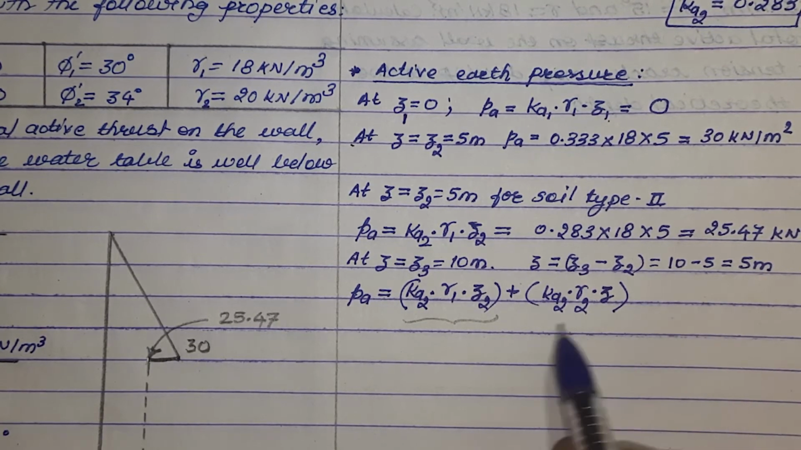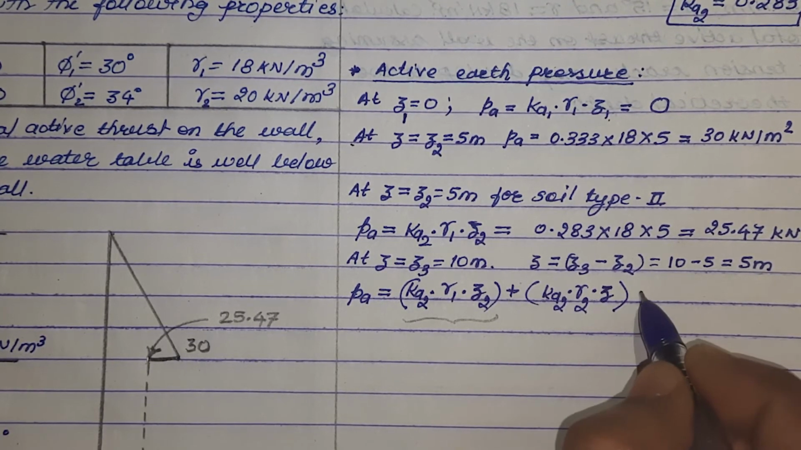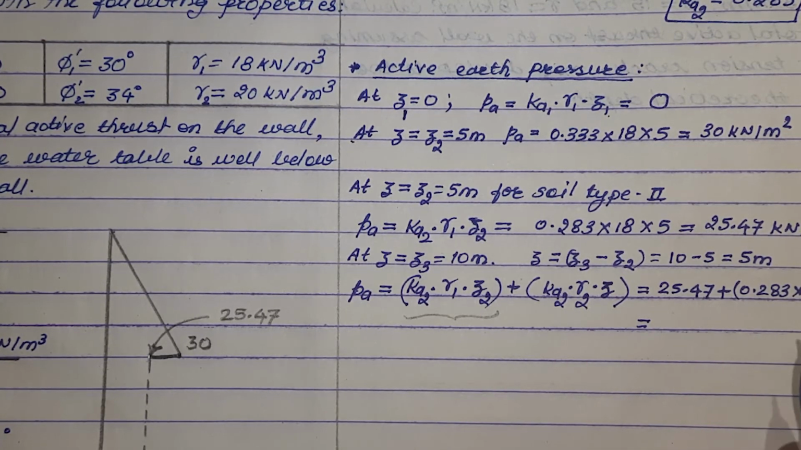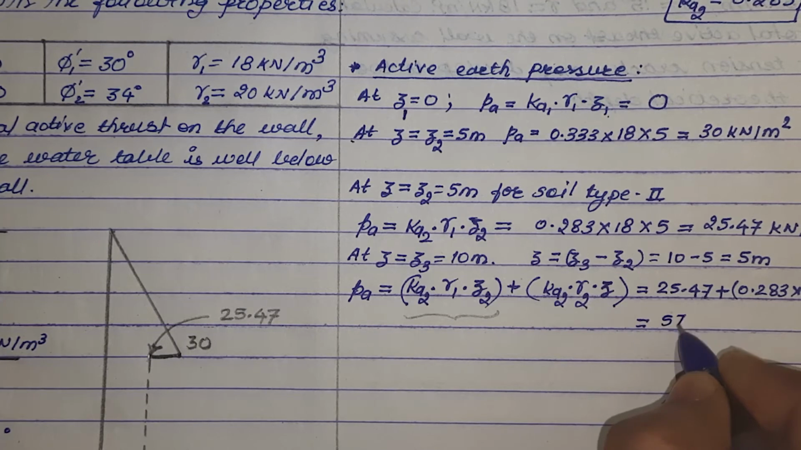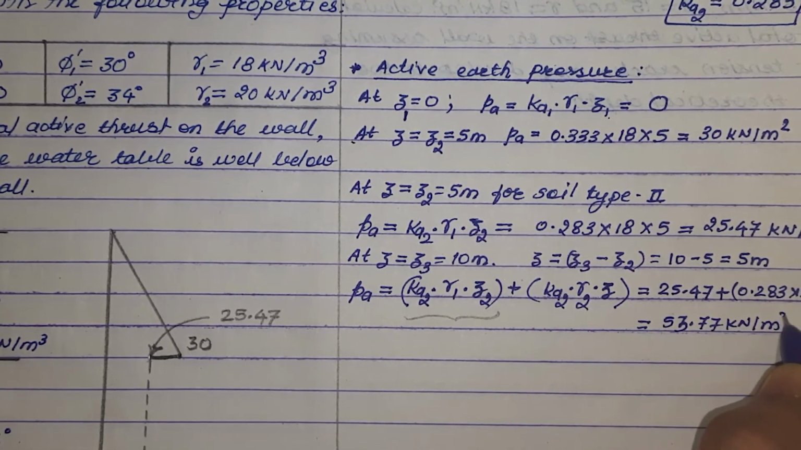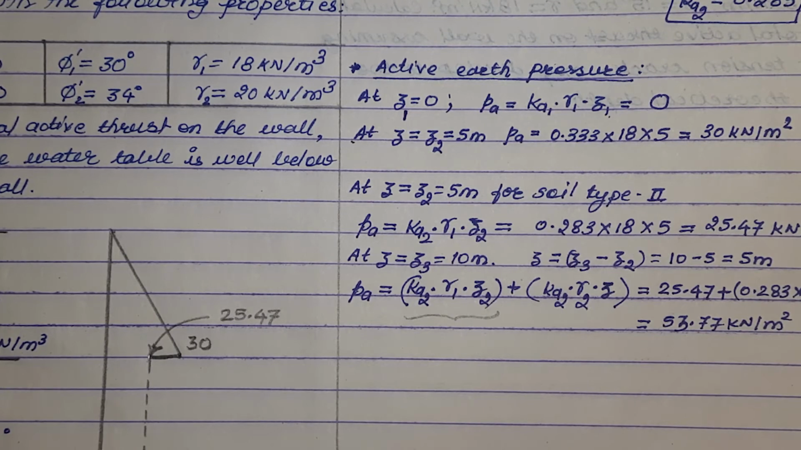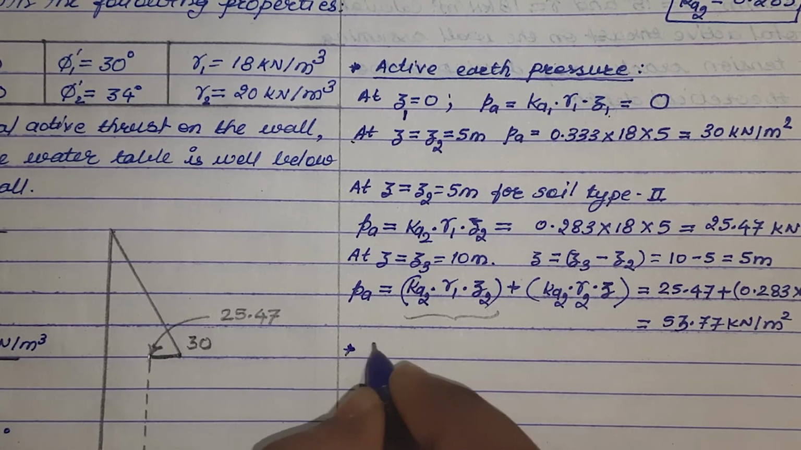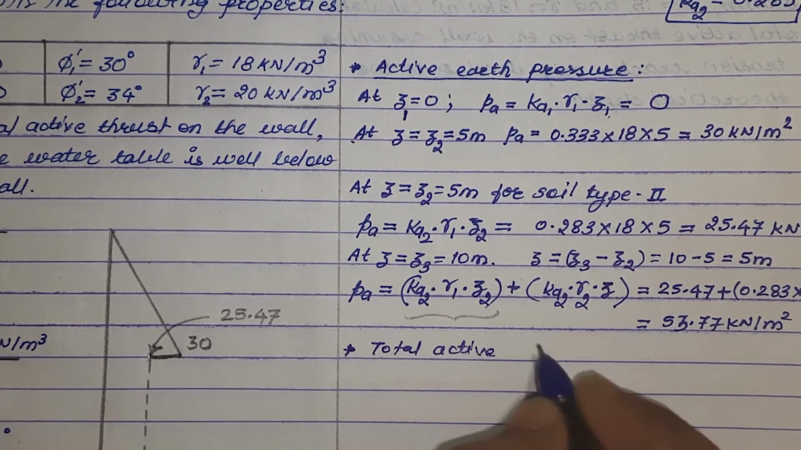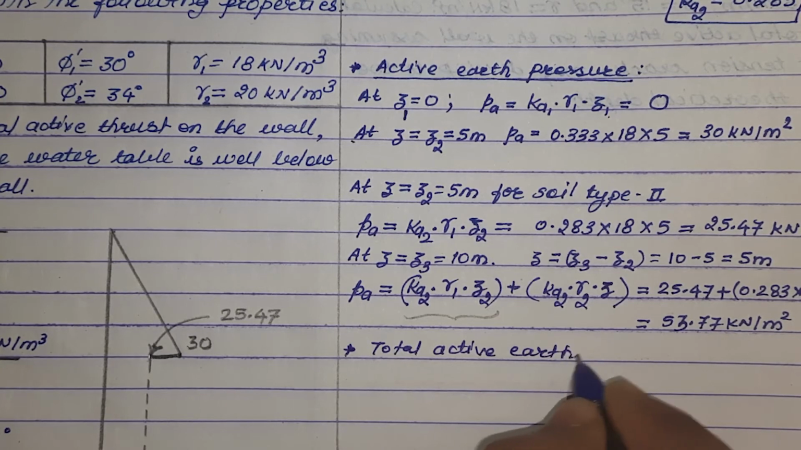Substitute the appropriate values in this equation and solve. That value comes out to be 53.77 kilonewton per meter square. After this, we will be calculating the total active earth pressure.